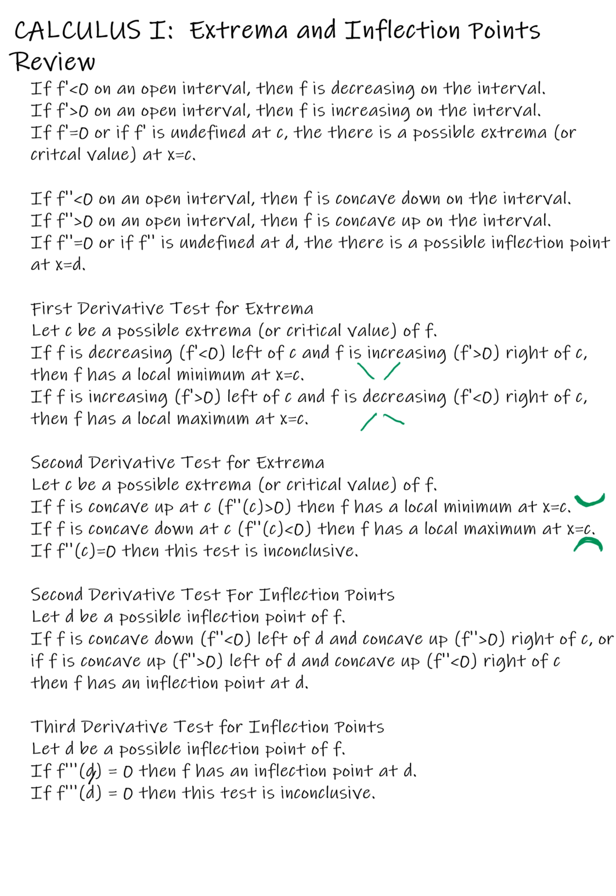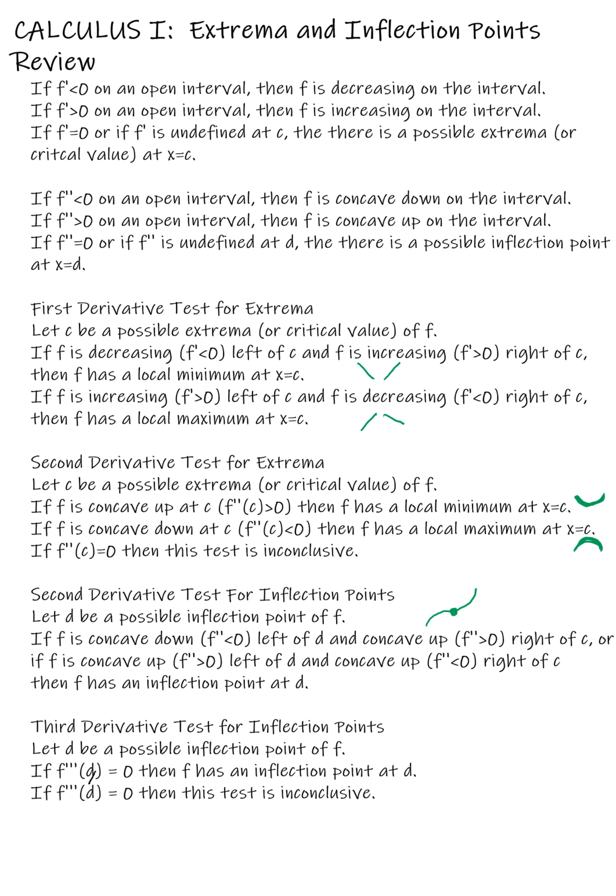We also have a second derivative test for points of inflection. Again, we would have to start with a possible inflection point. But then if our function is concave down on the left, meaning the second derivative is negative, and concave up on the right, meaning that the second derivative is positive to the right, then we would have an inflection point.